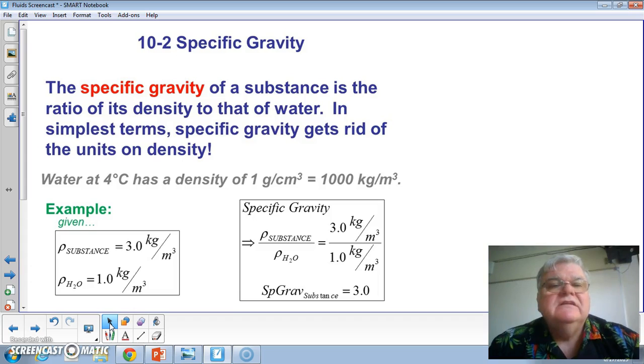Specific gravity. Specific gravity of a substance is the ratio of the density of that substance to that of water. In simplest terms, all it's doing is getting rid of the units. So it's not that difficult. Basically, if you have a density of 3.0 kilograms per cubic meter, knock off the units, now you have the specific gravity of that substance. That's all specific gravity does. It reduces it to a single number.